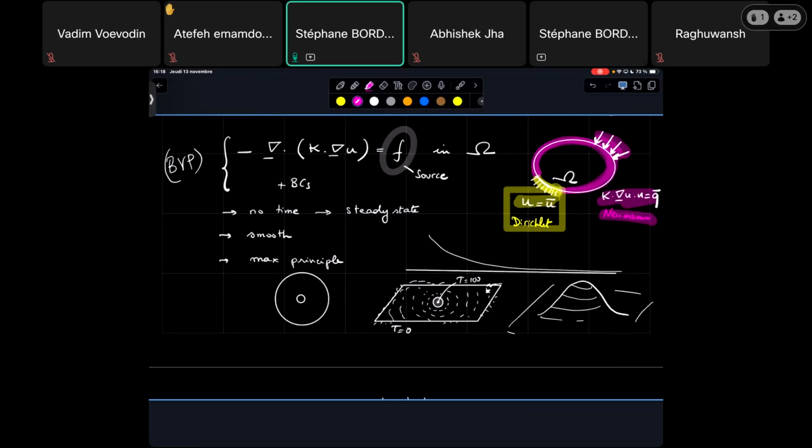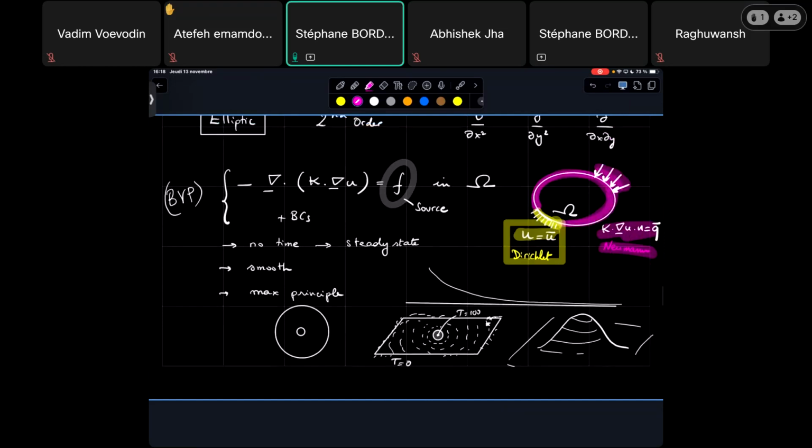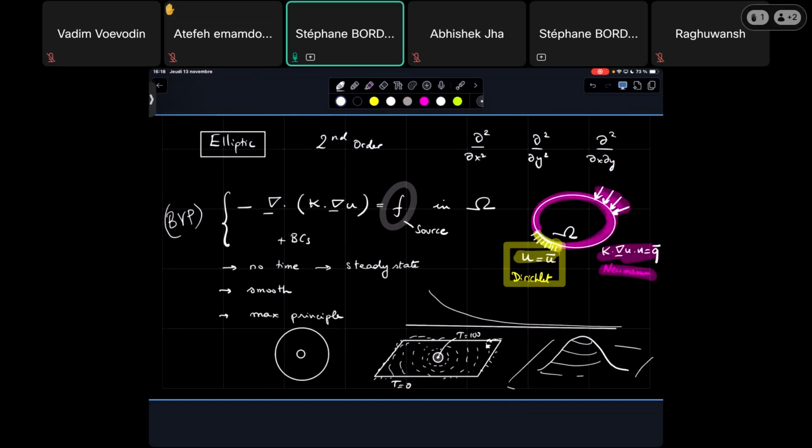Again, we repeat, if there is no time, this is steady state, and this is what that type of equation is. The equation that I wrote here is known as the Poisson equation. Poisson's equation is exactly the same as the Laplace equation, except that you get rid of the source. So Laplace is Poisson without source.